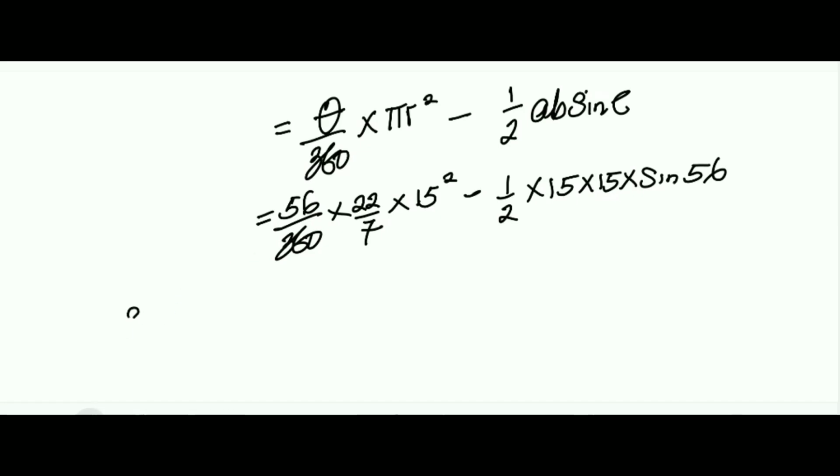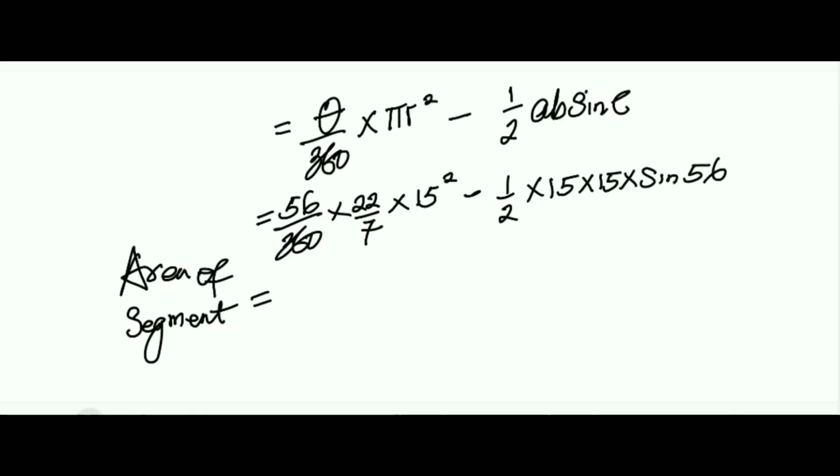So the area of segment, that means the area of the shaded portion. The shaded portion is the segment. Alright, so area of segment. So let us evaluate all of these. I have this as 56 over 360 times 22, then times 15 squared. 15 squared is 225. So let's get the value straight so that we don't need to come back here again.